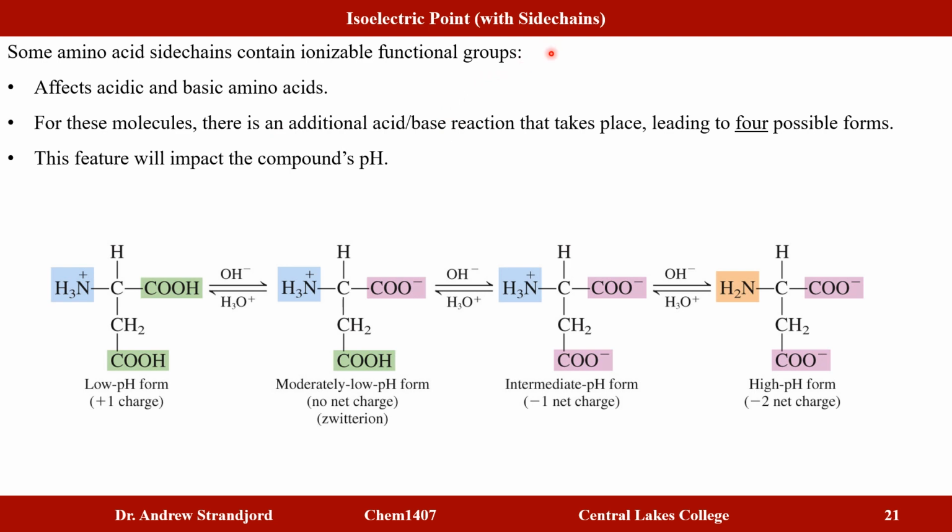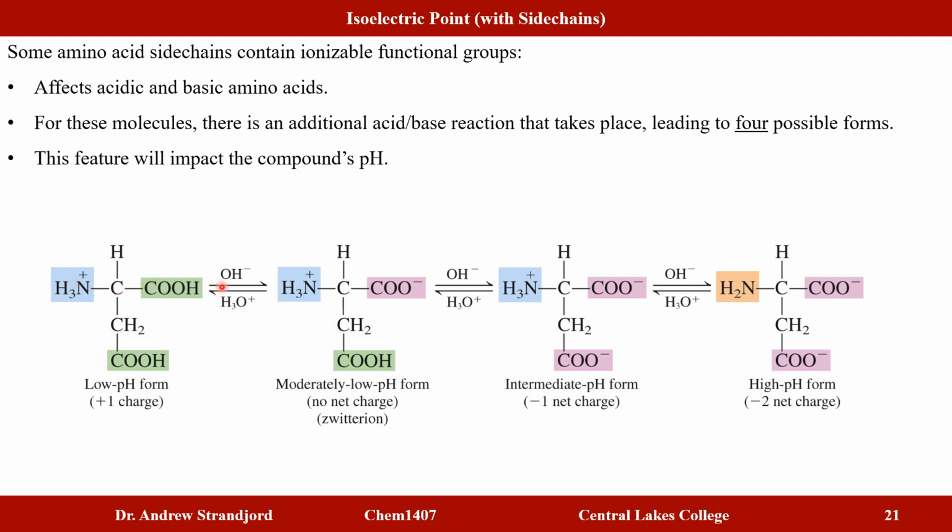Remember that some amino acid side chains are also ionizable. In other words, they can function as both an acid or base. Let's look at one of those molecules here. For example, if I look at this amino acid, I have the base amino group and my carboxylic acid group. I have a secondary carboxylic acid group on my side chain. In this case, if I'm at low pH, all three of these functional groups are protonated.